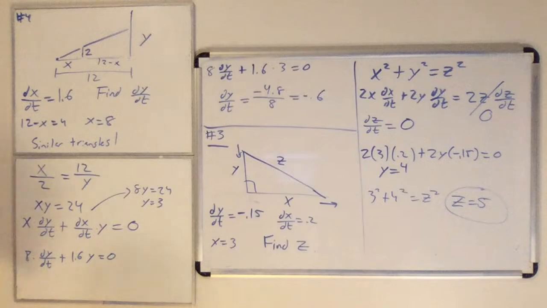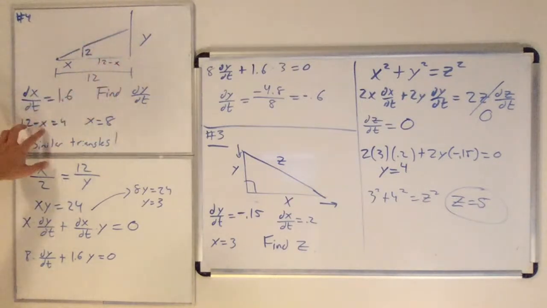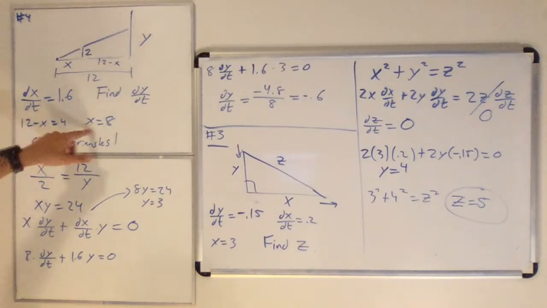Okay, so if the question said he was 4 meters from the light, then what we did originally would be good. But I misread it. Yeah, so he's 4 meters from the wall, which means his distance from the wall, which is 12 minus x, is equal to 4, which means x is 8.